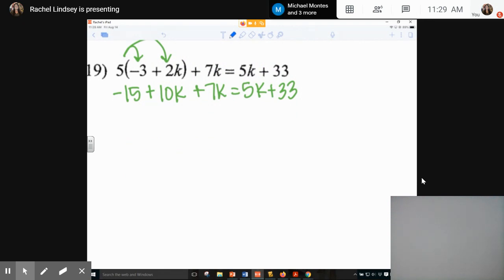So now somebody tell me what we have to do before we start doing inverse operations. Combine like terms. Add that 10k and the 7k. Bring down negative 15. 10k plus 7k gives us 17k. Bring down the 5k plus 33.